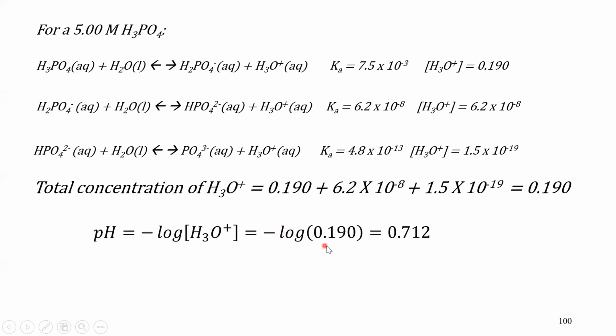So to calculate the pH, we would just need that first hydronium ion concentration, and the pH is 0.712. Again, we're getting a little bit of hydronium here and here, but it's insignificant. It's not going to change the overall hydronium ion concentration, and it's not going to change the pH of the solution. So, polyprotic acids.